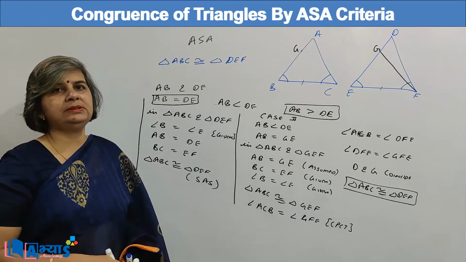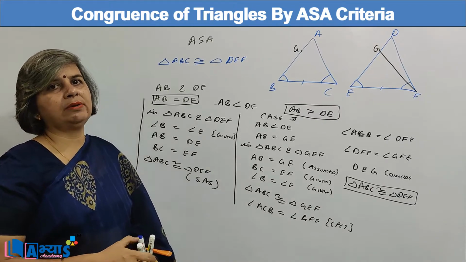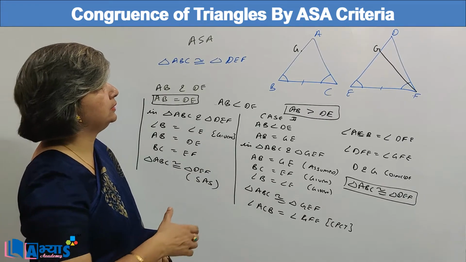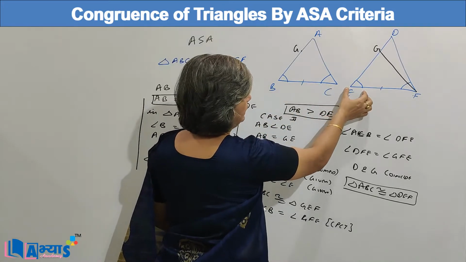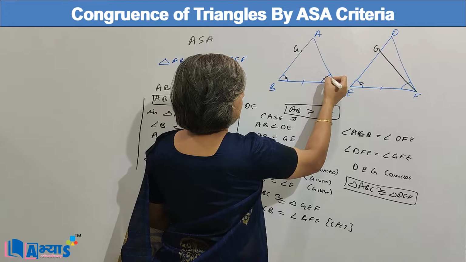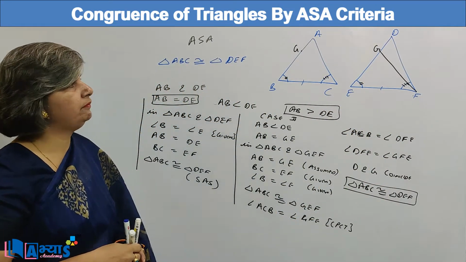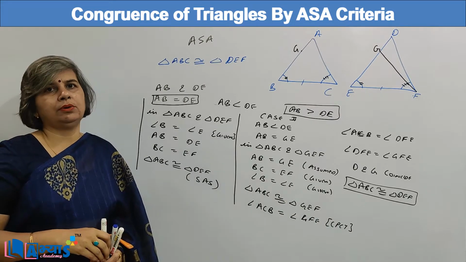That means angle, side and angle. That means angle, included side and the angle. That means the side between the two angles. If angle B is equal to angle E, angle C is equal to angle F and BC is equal to EF, then we can say that the two triangles are congruent.